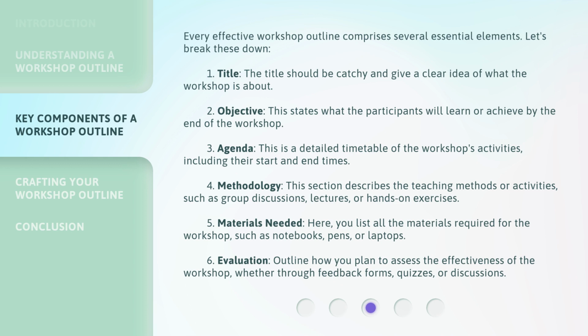4. Methodology. This section describes the teaching methods or activities, such as group discussions, lectures, or hands-on exercises. 5. Materials needed. Here, you list all the materials required for the workshop, such as notebooks, pens, or laptops. 6. Evaluation. Outline how you plan to assess the effectiveness of the workshop, whether through feedback forms, quizzes, or discussions.